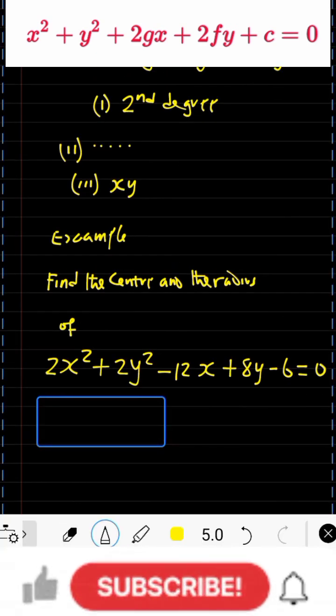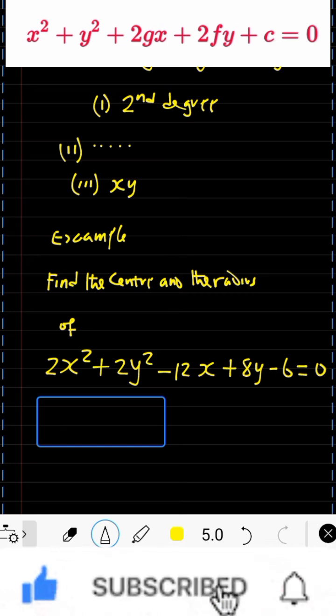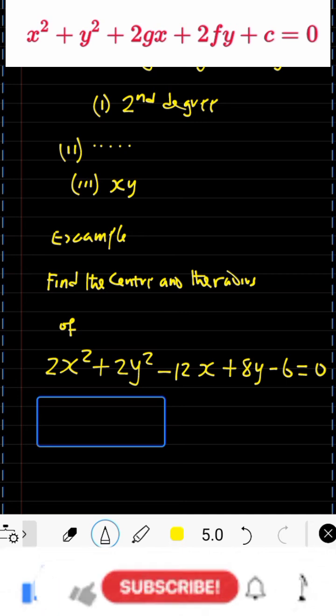So example, we are going to solve this question. We want to find the center and the radius of this circle: 2x squared plus 2y squared minus 12x plus 8y minus 6 is equal to 0. This is the equation of a circle. Then we are going to do something.